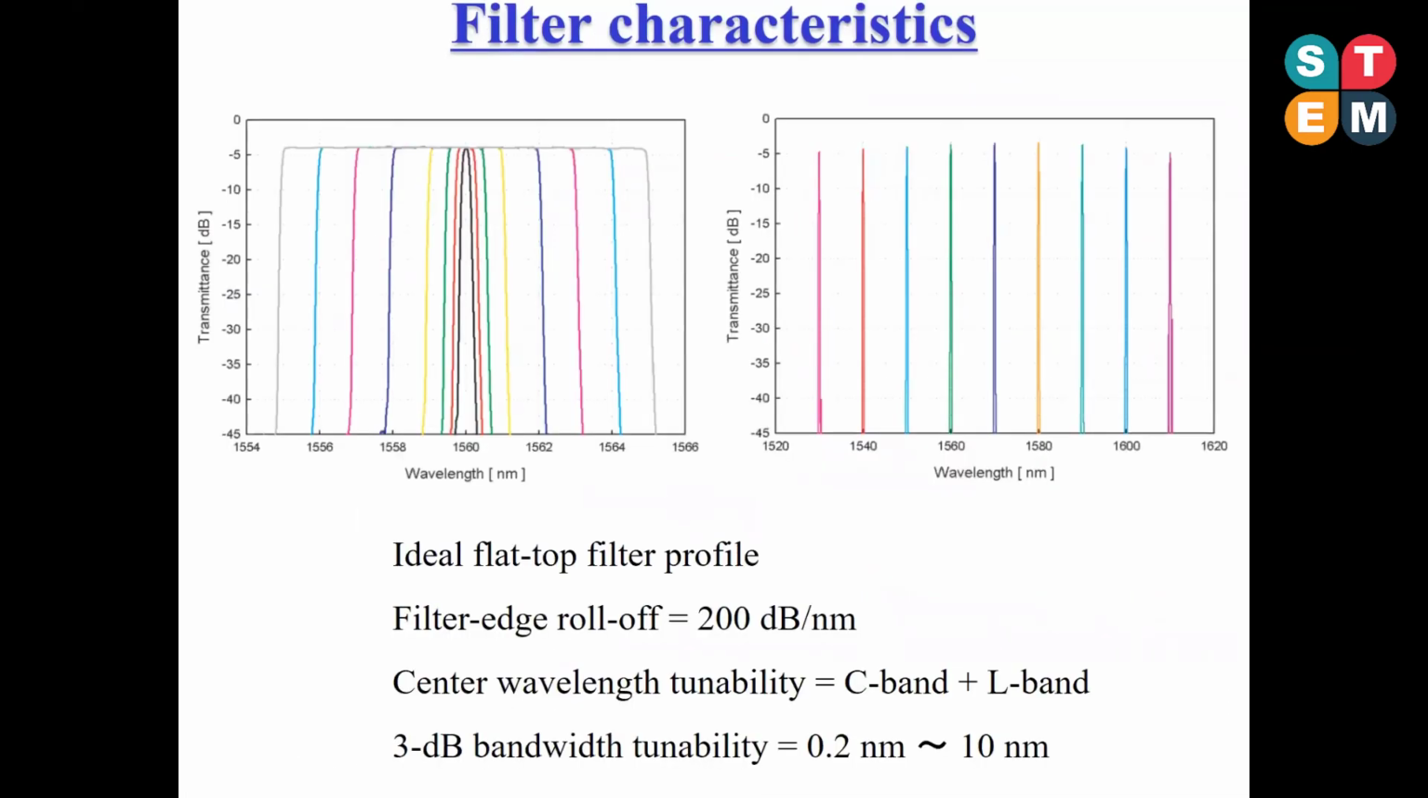These are the characteristics of the bandwidth variable tunable filter. This tunable filter had an ideal flat-top filter profile and a sharp filter edge roll-off of about 200 dB per nanometer. The filter center wavelength was tunable over the C band and the L band, and the 3 dB filter bandwidth was independently variable from 0.2 nanometer to 10 nanometer.